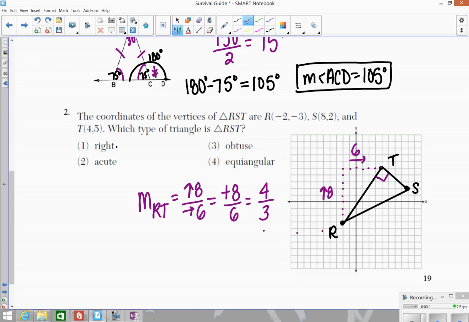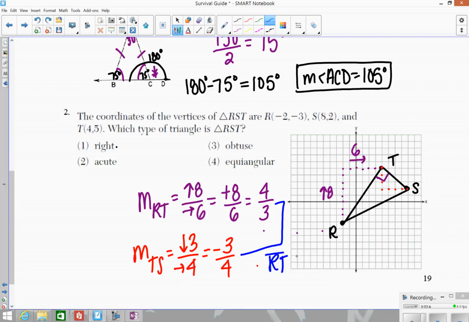And then if we compare that to the slope of TS, well, starting at T, I had to count 1, 2, 3, down 3. So the slope of TS is down 3. And then over 1, 2, 3, 4. So since it's down 3, it's going to be -3 over 4. So that means that these two slopes are negative reciprocals, which means that RT is perpendicular to the segment TS. And that means if those lines are perpendicular, that means angle T is a right angle, because perpendicular lines form right angles. So that means we have a right triangle.